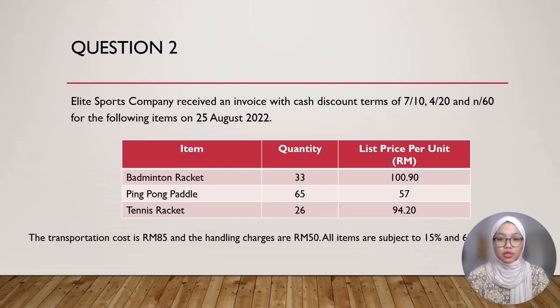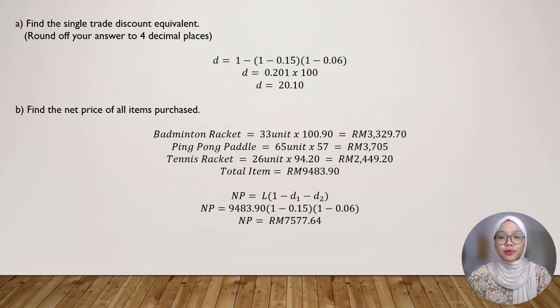All items are subject to 15% and 6%. For example, Elite Sports Company will receive cash discount 0.07% if due payment in 10 days. Second, Elite Sports Company will receive 0.04 if due payment in 20 days. But if due payment within 60 days, Elite Sports Company will not get any cash discount. Let's proceed to question 2A. Find the single discount equivalent. The answer must be rounded off to 4 decimal places.